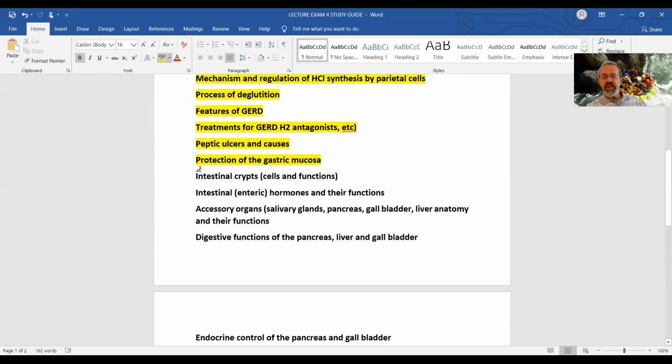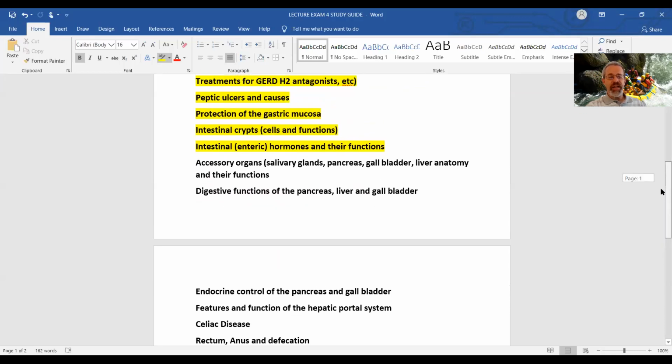Moving from the stomach into the intestine, we have the intestinal crypts, which again, are comparable to the gastric pits in a way, but with different cells. Know what those cells do, and what hormones are made by those enterochromaffin cells, right?